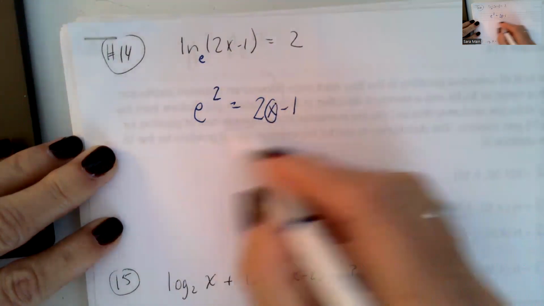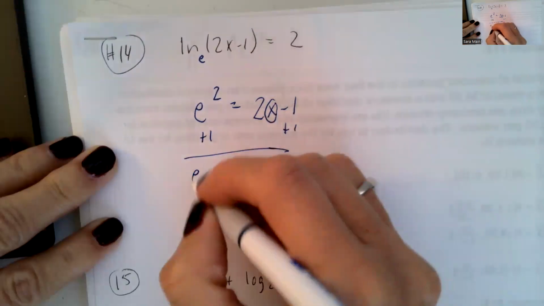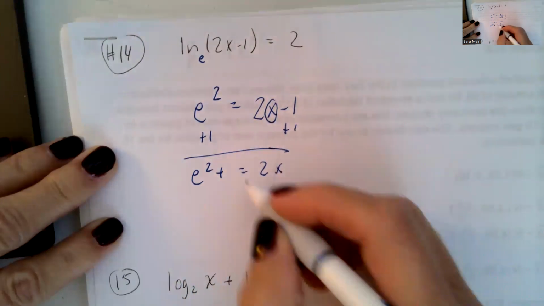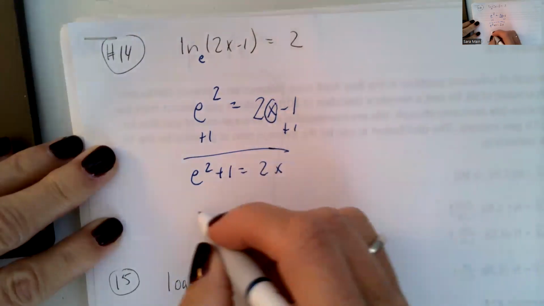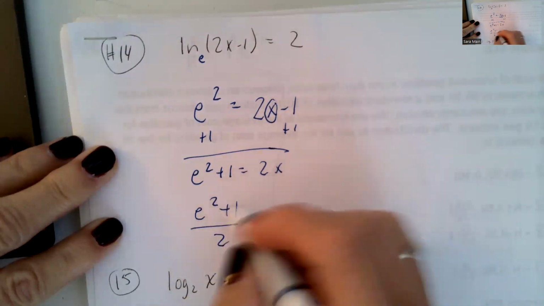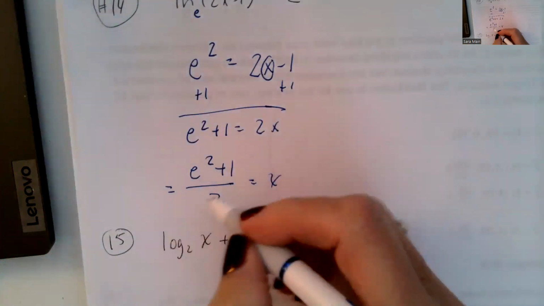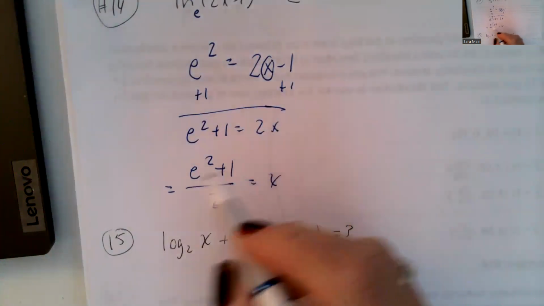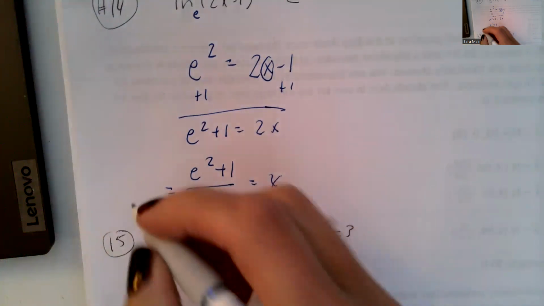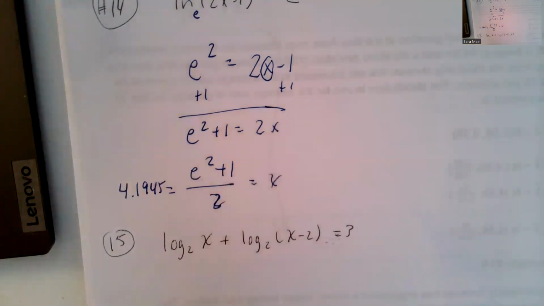To isolate x, I'm going to add 1 to both sides. So we get e squared plus 1 equals 2x. And then I'm going to divide by 2. So e squared plus 1 divided by 2 equals x. And then when we put that into Desmos, you'll see in the Desmos link where I put this in, you can see what it comes out to be. 4.1945 is x.